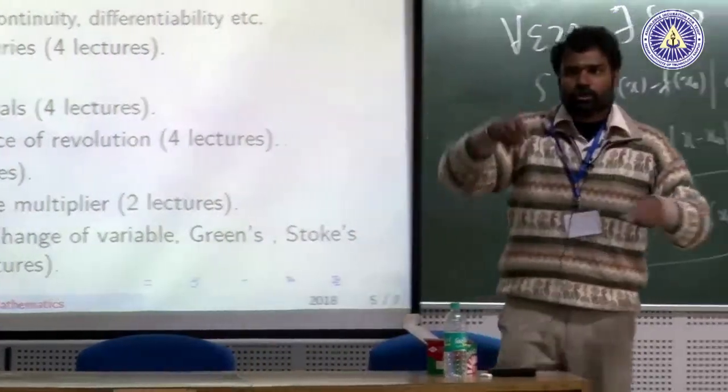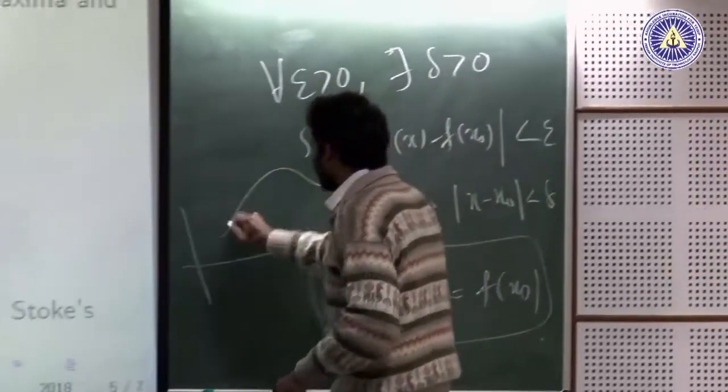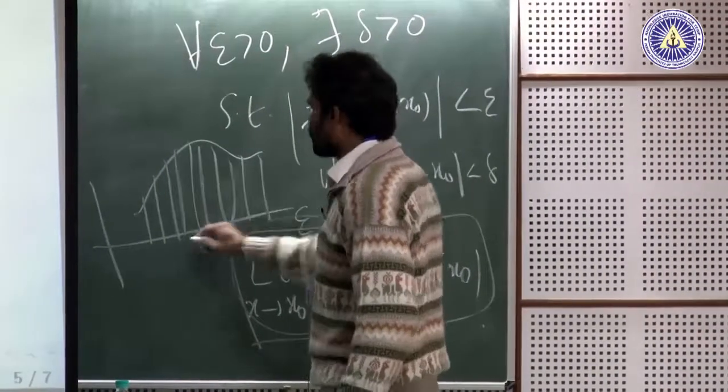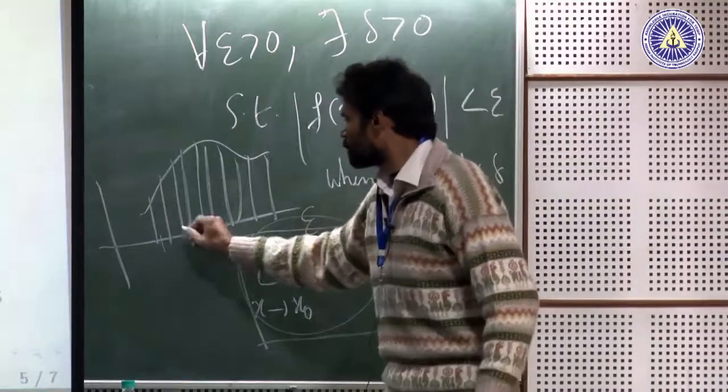Because I have a graph, I am just adding these lines, but an infinite number of times. How do I do that? That is by partitioning this range.